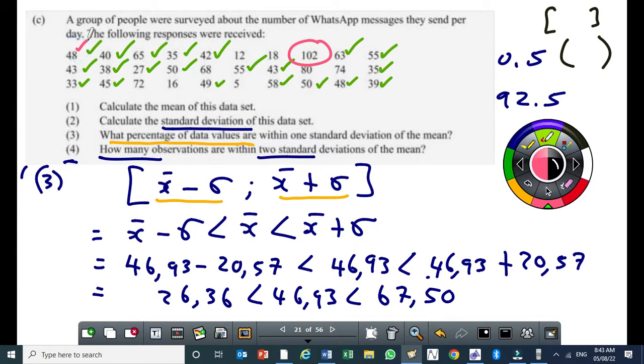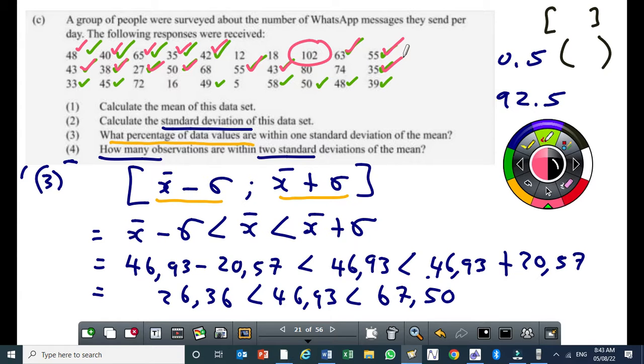So let's start with the 48. The 48 is really within that interval, am I right? 40 as well. 65, 35, 42, yes. 12, no. 18, no. 102, no. 63, yes. 55, yes. 43, yes. 38, yes. 27, yes. 50, yes. 68, no. Please be aware that you must not round off. So let's not round off. 68, no. 55, yes. 43, 80, no. 74, no. 35, yes.